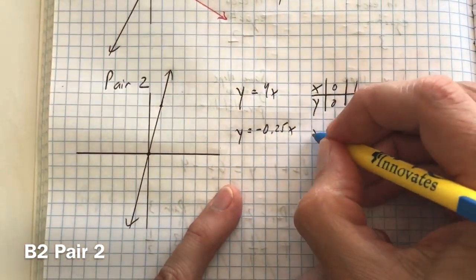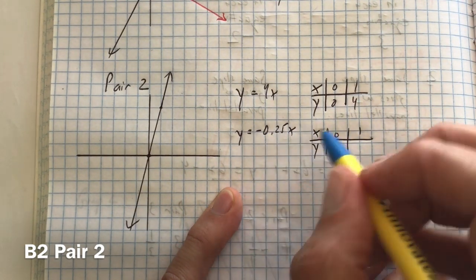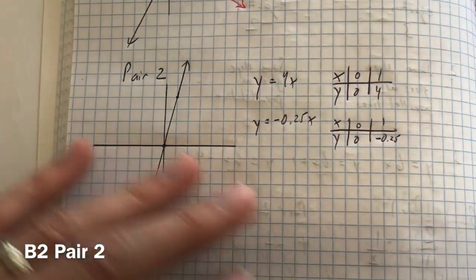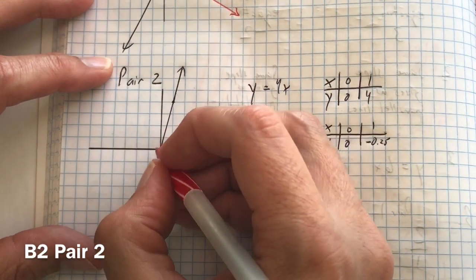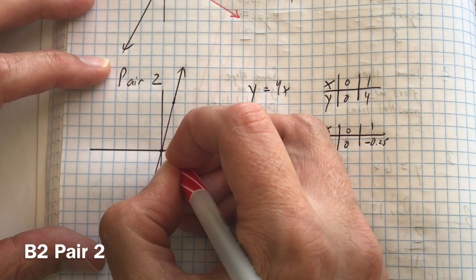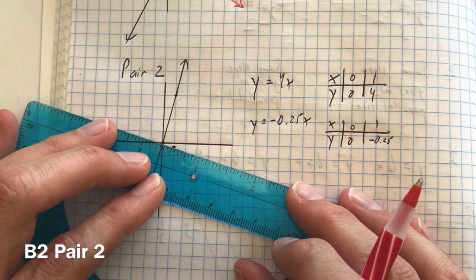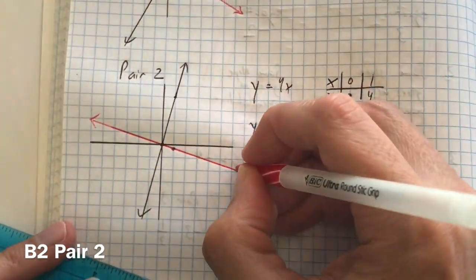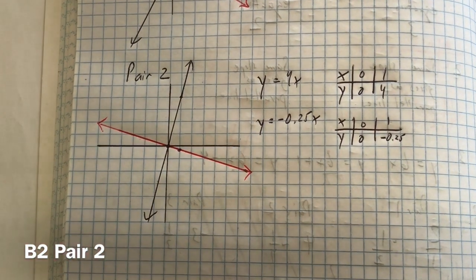And then same thing here, x and y, 0 and 1. 0 times negative 0.25 is going to be 0. And 1 times that is going to be a negative 0.25. All right, same process, got my 0, 0 here, and then a 1 and then negative, that's going to be hard to do a fourth there, but maybe that's a fourth. So in this case, I didn't get it exact, but it looks kind of close to being perpendicular.